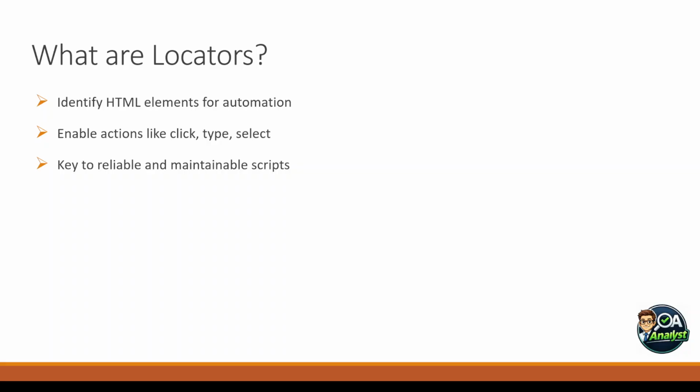Whether it's a button, input box, or link, locators help Selenium find the exact element and perform actions like click, send keys, select, or verify text. Without locators, Selenium would have no idea where to click. Automation would be impossible. So remember this definition clearly: locators are the bridge between your automation script and the web page UI. Your script talks to Selenium, Selenium talks to the browser, and locators are the language Selenium uses to identify the elements.